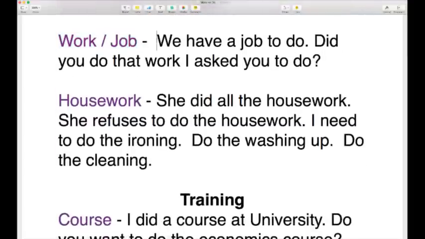Okay? And then we can use do when we're talking about a work or a job in general. You do a job. We have a job to do. So if you and I work as gardeners and we've turned up at a new client's garden at their property and you are too busy talking to the nice man on the street, having a conversation about, I don't know, football or motor cars or something, and I say to you, excuse me, stop talking, we have a job to do. Okay? I wouldn't say we have a job to make, I'd say we have a job to do.